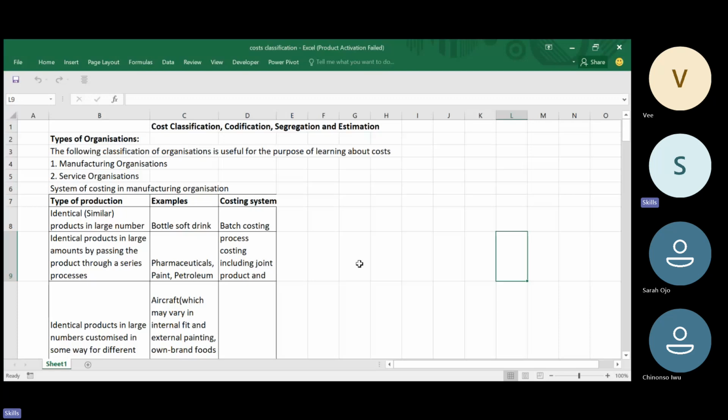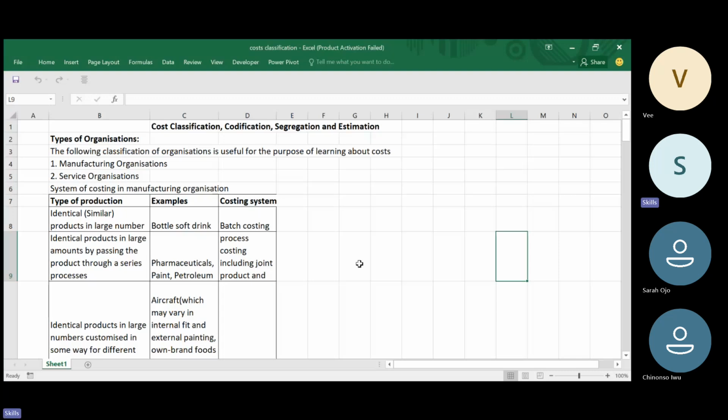Then we said system of costing in manufacturing organization. Now we are looking at cost in manufacturing organization. Types of production, examples, and costing system. In an organization where they produce identical or similar products in large number, for example, bottled soft drink, the type of costing system that will be used in such environment is batch costing.